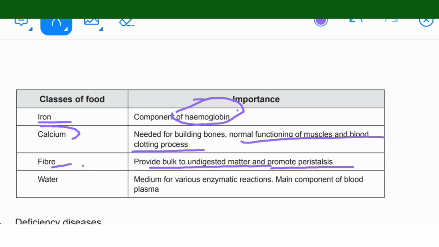We'll talk about peristalsis later. Peristalsis is just the wave-like movement of bolus or food down the alimentary canal. We'll talk about it later when we get there. So this one is water. What is water used for? So water is needed for various enzymatic reactions, and water is the main component of blood plasma. So water is needed for lots of biochemical reactions that take place in the body.